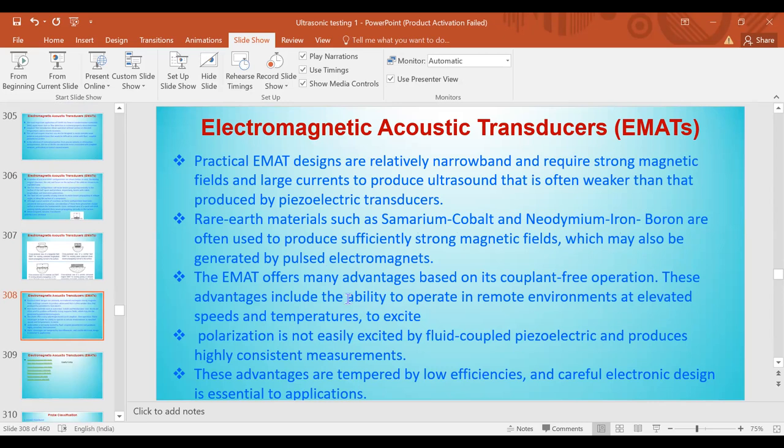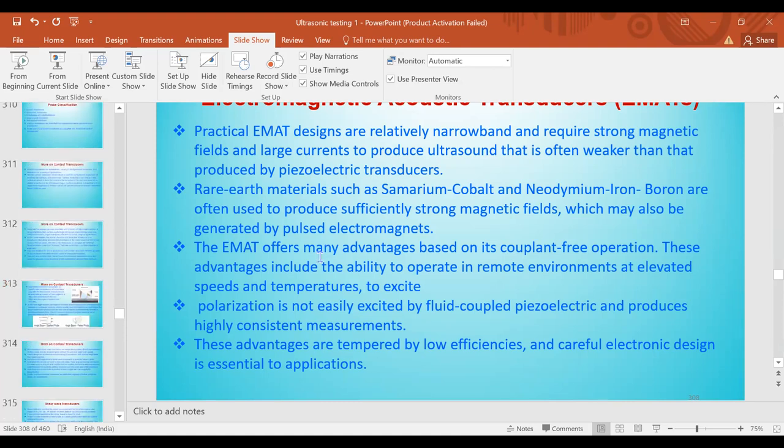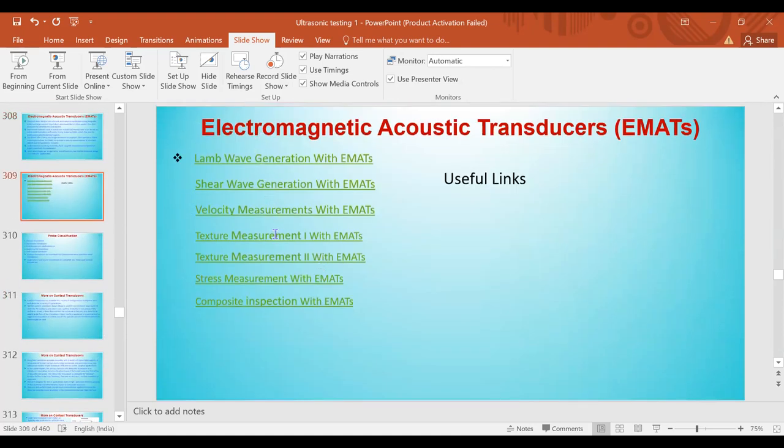The EMAT offers many advantages based on its couplant-free operation. These advantages include the ability to operate in remote environments at elevated speeds and temperatures, to excite polarizations not easily excited by fluid coupled piezoelectrics, and to produce highly consistent measurements. These advantages are tempered by low efficiency, and careful electronic design is essential to applications. So these are the connections we can see directly.